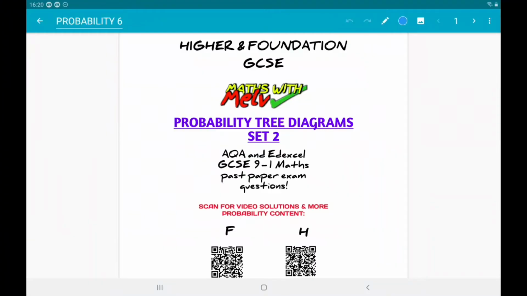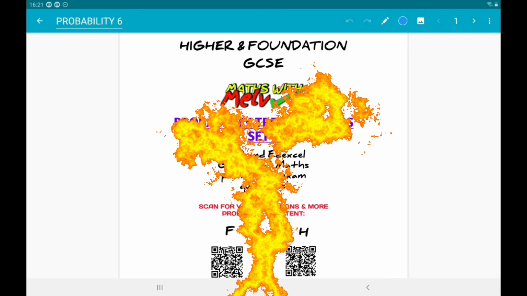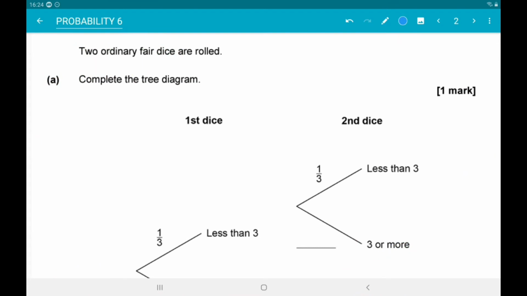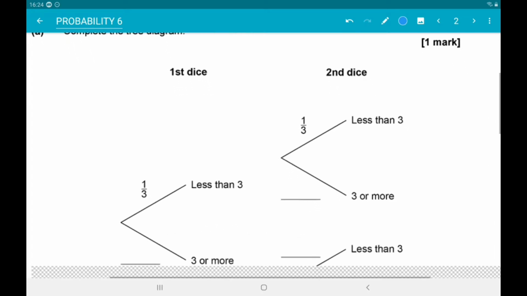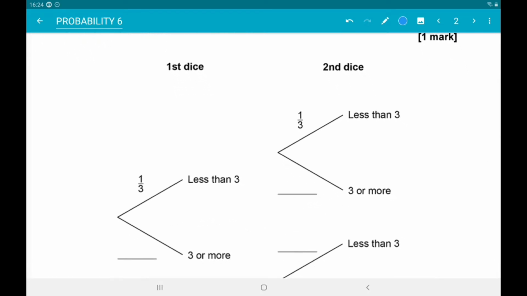Hey guys, in this one we are doing more probability tree diagram questions. Let's go. Number 1. 2 ordinary fair dice are rolled. Complete the tree diagram. Alright, so our 2 events are less than 3 and 3 or more.